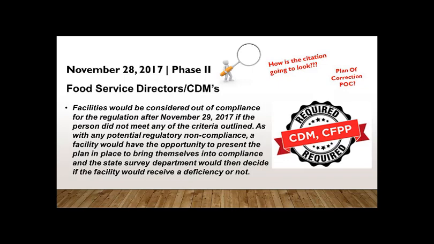So what we're hearing is you need to have a plan. So they come in and they say you don't meet the qualifications to be the food service director based on the regulations that went into effect in 2016. You didn't get your CDM within this year from 2016 to 2017 if you're a new hire. You're non-compliant. So what is your plan? So have a plan in place. You can already share with your administrator, we're going to be considered non-compliant. We need to have a plan.